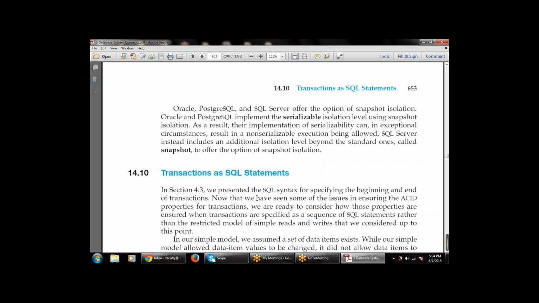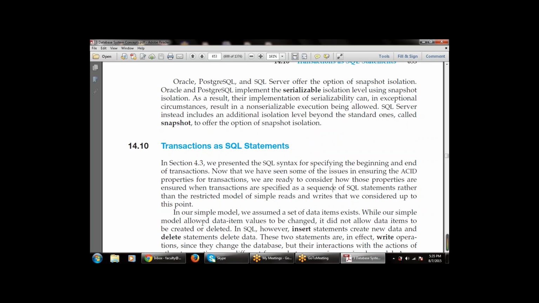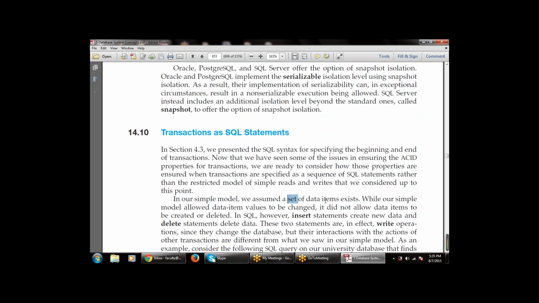Now we have seen some of the issues involved in ensuring the ACID properties, that is atomicity, consistency, isolation and durability. In our simple model, we assumed a set of data items exists. While our simple model allowed data item values to be changed, it does not allow data items to be created or deleted. In SQL, however, the insert statement creates new data and the delete statement deletes data. So whenever we use insert, that means inserting data. Whenever we use delete, that means deleting data.